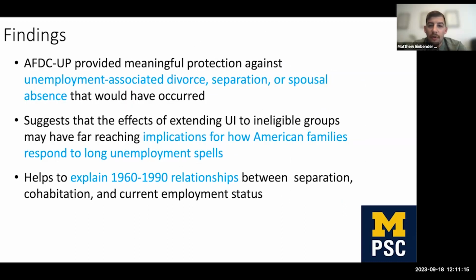And I find that this program provided meaningful protection against unemployment-associated divorce and separation and non-cohabitation that would have occurred otherwise. And so this suggests the effects of expanding UI to currently ineligible groups might have far-reaching implications for how American families respond to long-term unemployment. And this issue has come to the fore during COVID, when we saw that the normal UI program misses quite a bit of the unemployed in the US, which renewed proposals and calls for making the program fully federal so that so many people don't slip through the cracks.